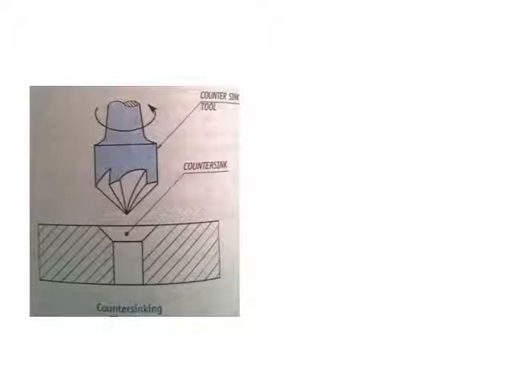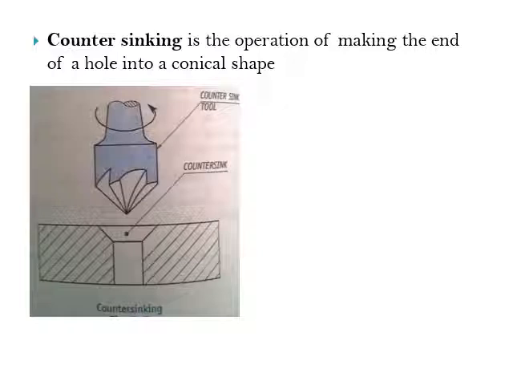Next one you can go with is counter sinking. Counter boring means it is a straight line on both sides, left and right, to enlarge the hole, but counter sinking is a conical shape. Some portion is a conical shape, and the remaining portion is the same straight line. With the help of this counter sinking tool you make a hole on that component. So counter sinking is the operation of making the end of the hole into a conical shape, a taper.